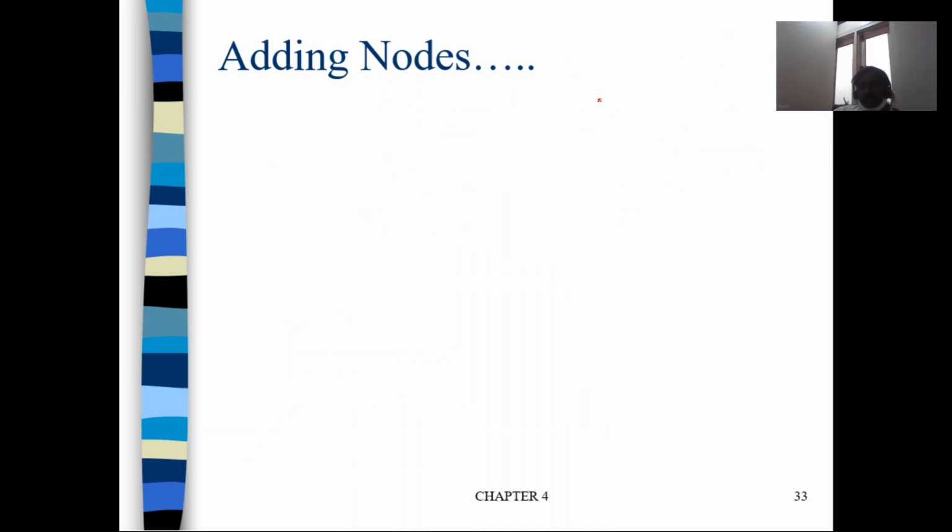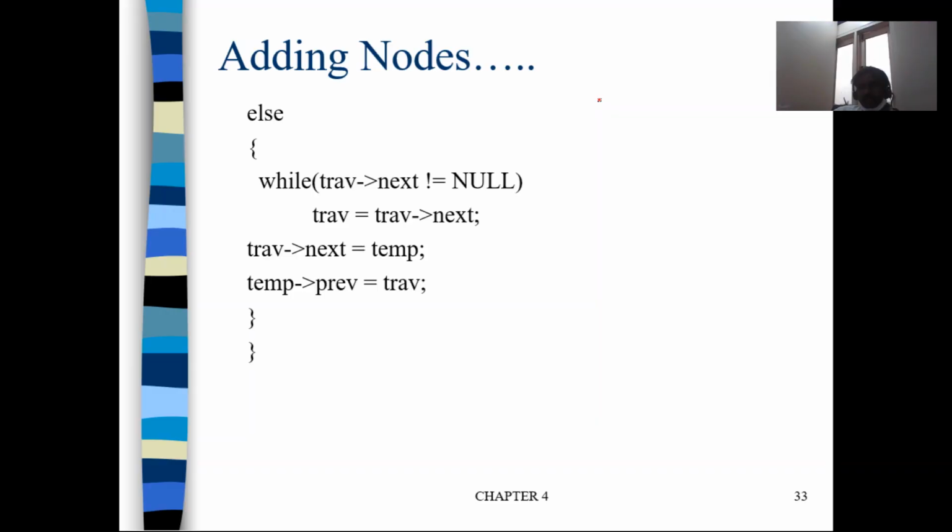If this is not the first node, then what should we do? Whatever new node you created, that's not the first node. Already there are some nodes in the linked list. So already 2-3 nodes are in the linked list, and every node's next is pointing to the other node. The first node's previous will be null. Already 2 nodes are in the linked list, so the second node's next is pointing to null.